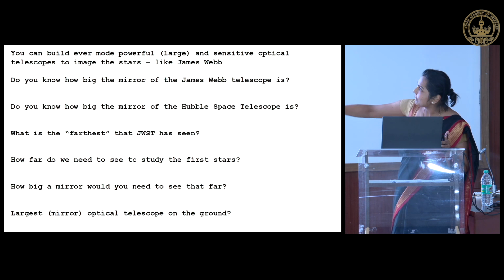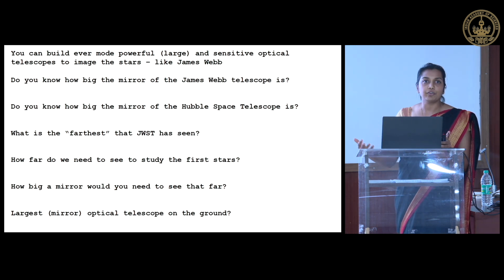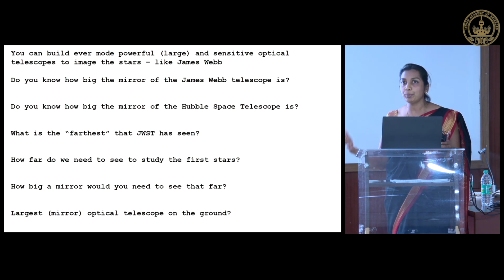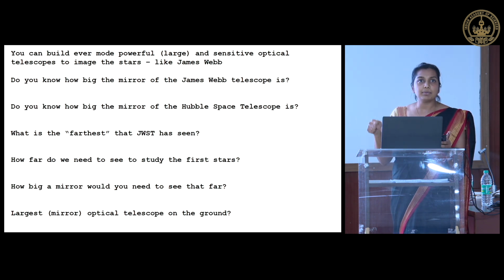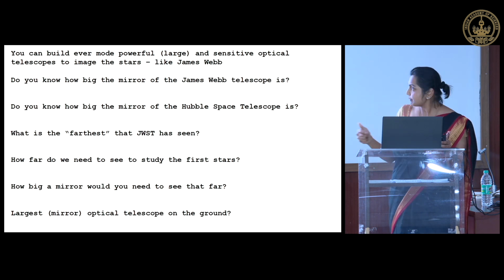So here I put a bunch of questions. I don't expect you to answer them, but this is what you have to think of, right? Because this is the most intuitive way to do it. You build a bigger and bigger telescope. So how big is the mirror of James Webb? Because that is the best telescope we have now in space, okay?